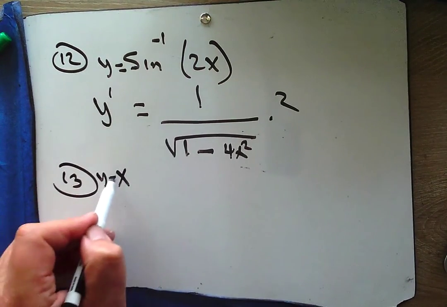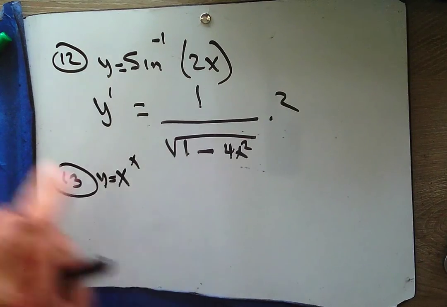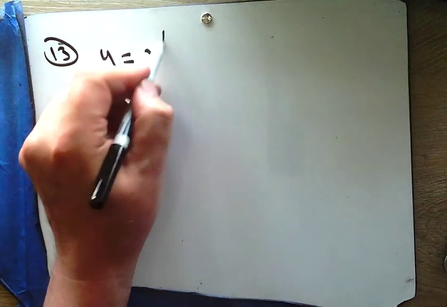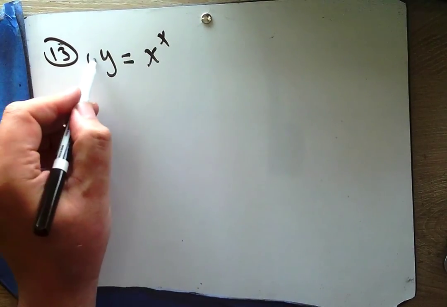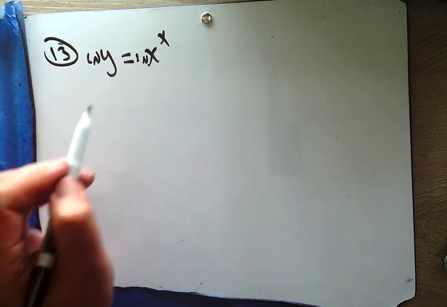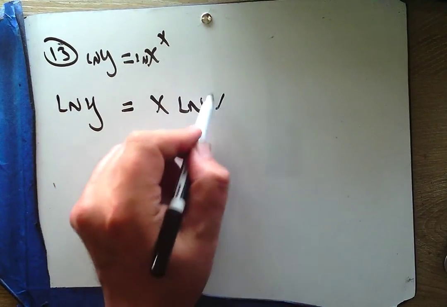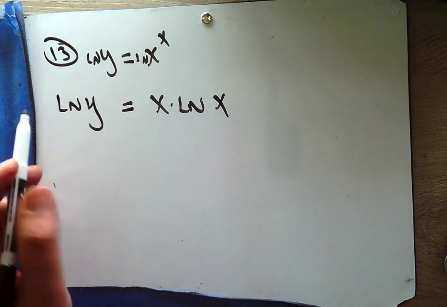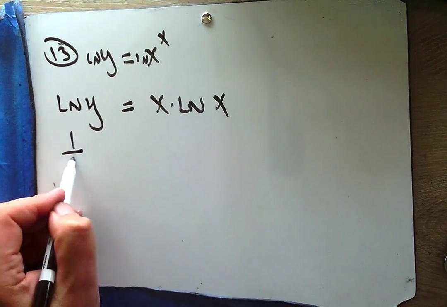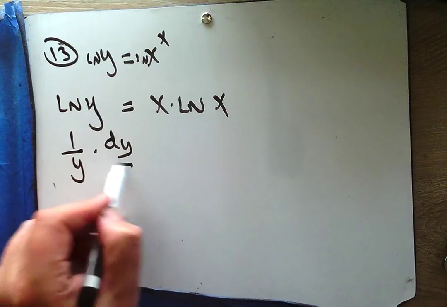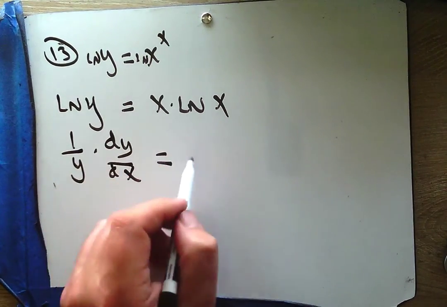Ooh, y equals x to the x. It's logarithmic. Let's give ourselves some space for this. Okay, 13. Y equals x to the x. So I take the ln of both sides, and I get ln of y equals x ln of x. That's product rule. Here, 1 over stuff times the derivative of stuff. Here, product rule.